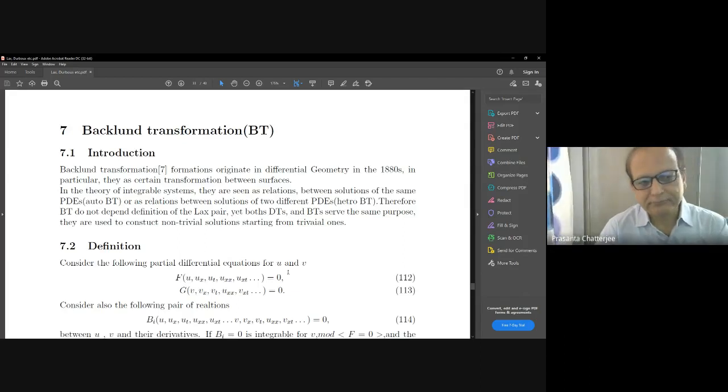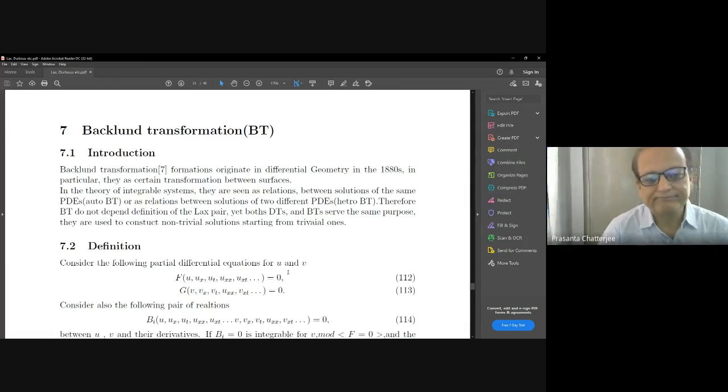Actually, BT may be of two types: auto BT or hetero BT. Auto Backlund transformation and hetero Backlund transformation create a relationship between solutions of either the same PDE, or of two different PDEs.